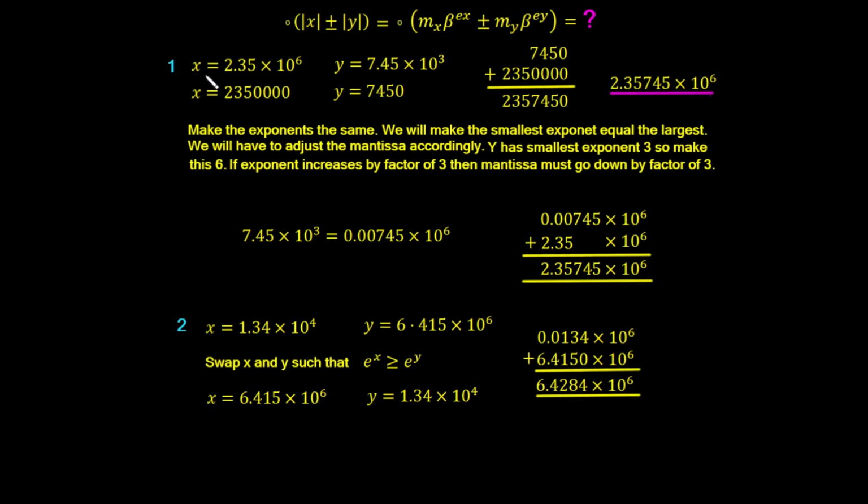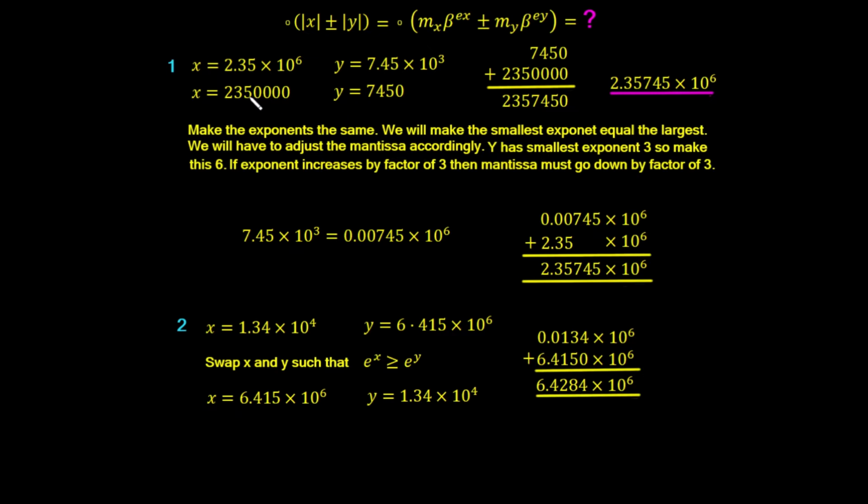Now let's say for example we have the number 2.35 times 10 to the 6, so that's our x value, and our y value is 7.45 times 10 to the 3. Now if we were going to add these together, we couldn't simply add the 2.35 and the 7.45. And we can see that because if we were to extend this out and just write it without the exponent, then this number would be 235 and there would be 1, 2, 3, 4 zeros. And this number here would be 7450.